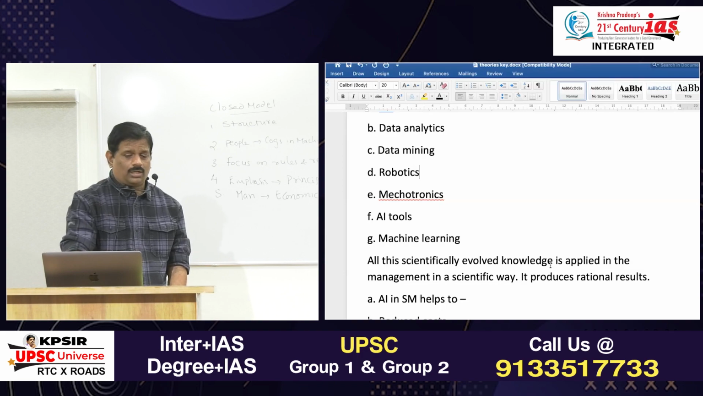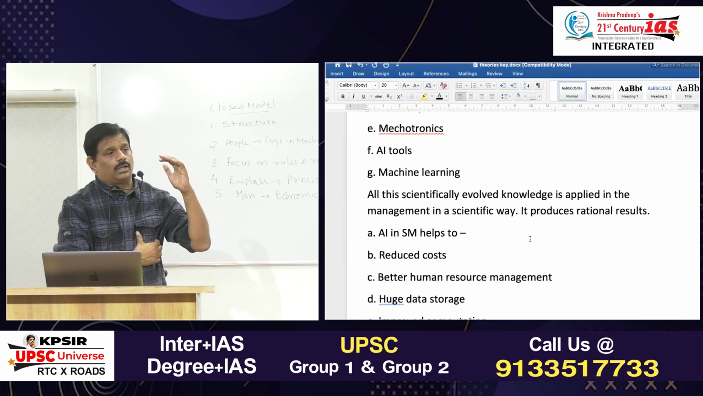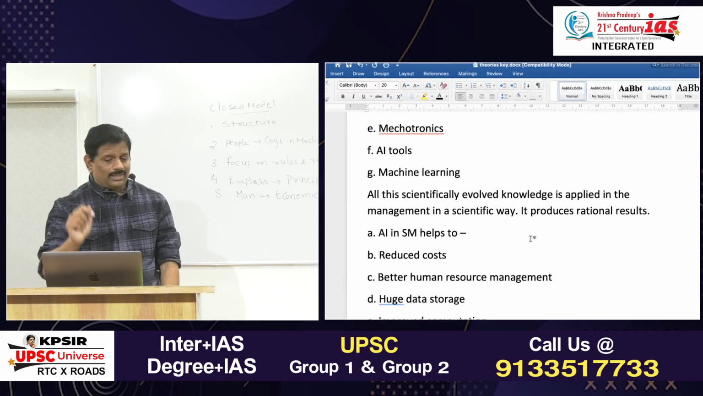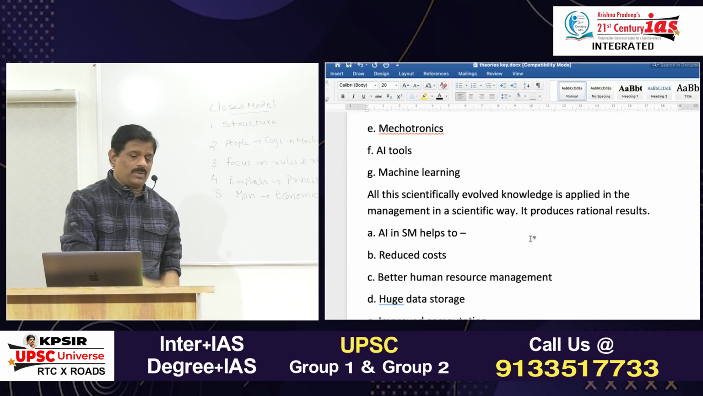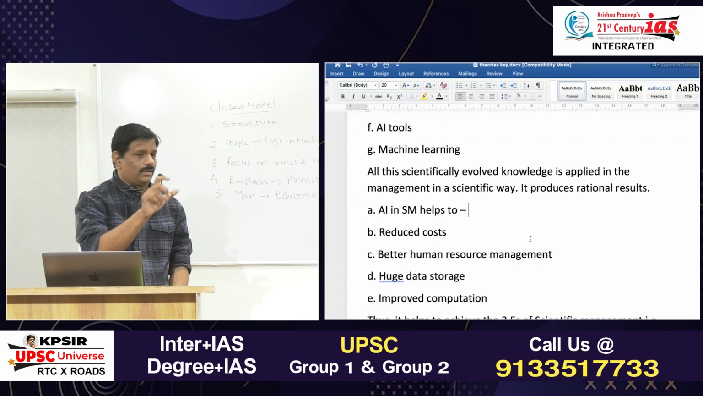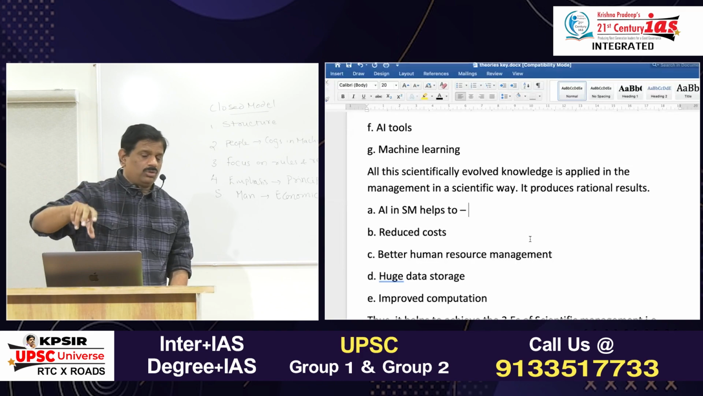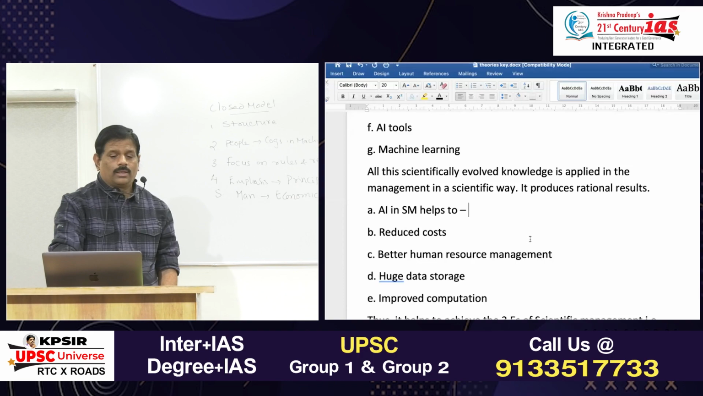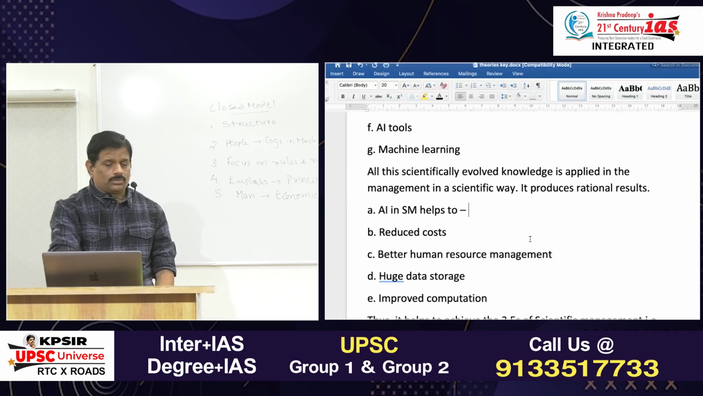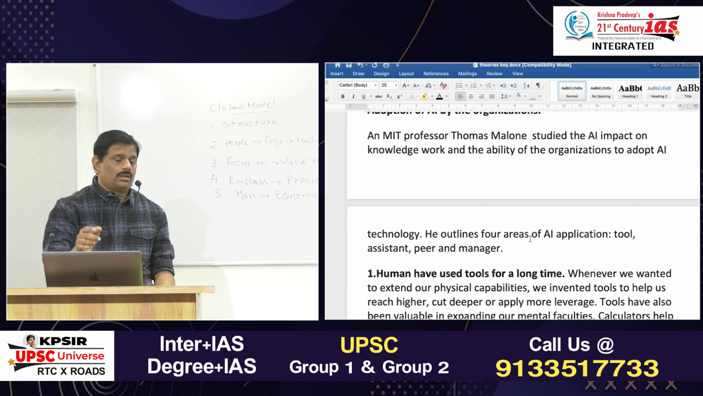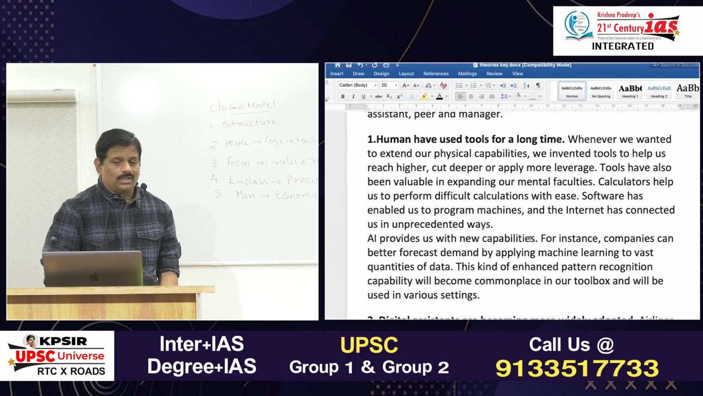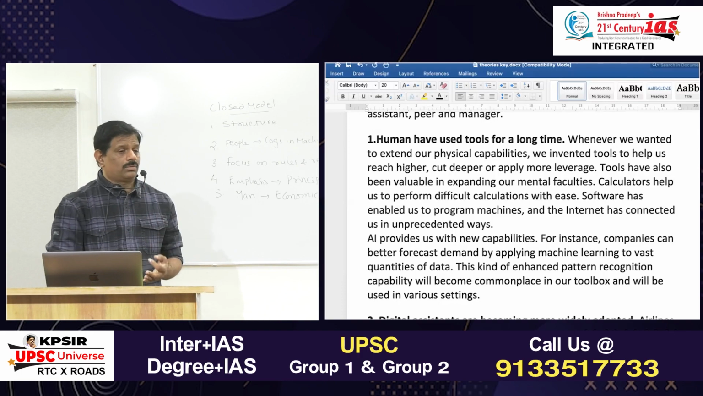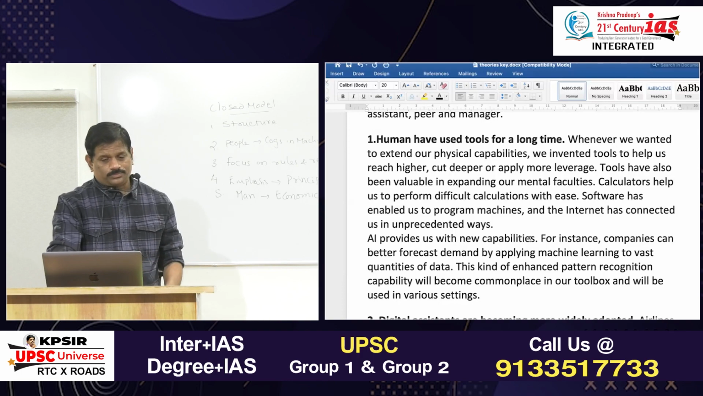So this is how the knowledge society is managing the data. Then all this scientifically evolved knowledge is applied in the management in a scientific way. That is how it will produce the rational results. That is one of the requirements of the scientific management. So scientific management will use artificial intelligence in human resource management, financial resource management, and also material management.